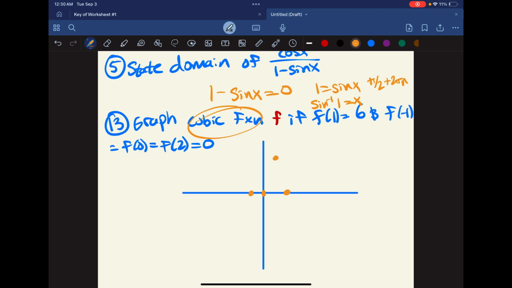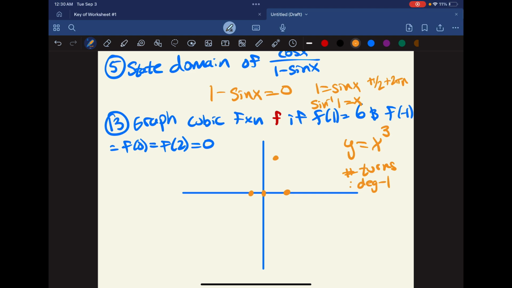So we're told that it's cubic. So the cubic function means it's to the power of 3, right? So we're dealing with something like that. The number of turns a graph has is the degree minus 1. So what does that mean?